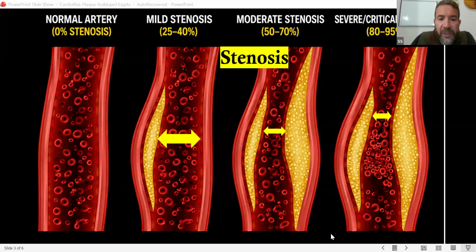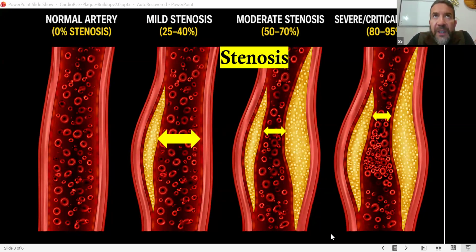What is stenosis? Stenosis means the narrowing of the arteries caused by plaque buildup. Now, as this narrowing becomes more severe, blood flow becomes more restricted, and this reduces oxygen delivery, which means high risk of heart attacks or strokes.